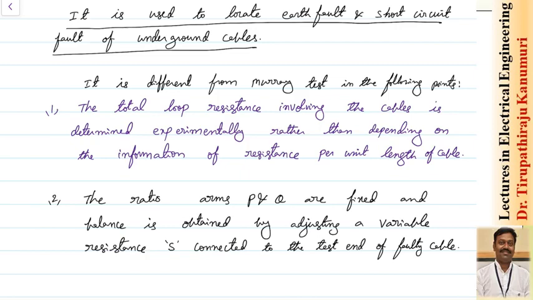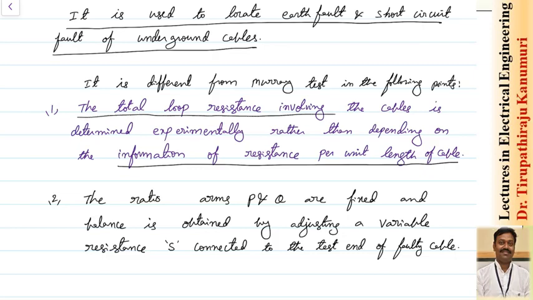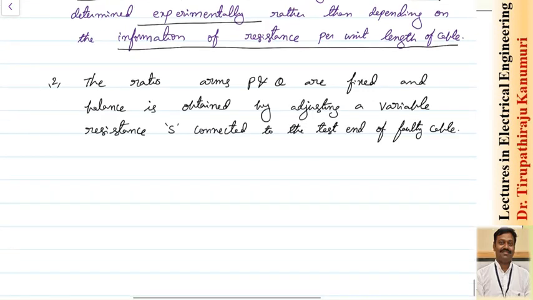The first one: in the Murray loop test, we used the resistance per unit length while calculating the distance of the fault. But in this method, we are not depending on the resistance per unit length provided by the company. Here we directly calculate the total loop resistance of the cable using an experimental method, rather than depending on the data provided by the companies.